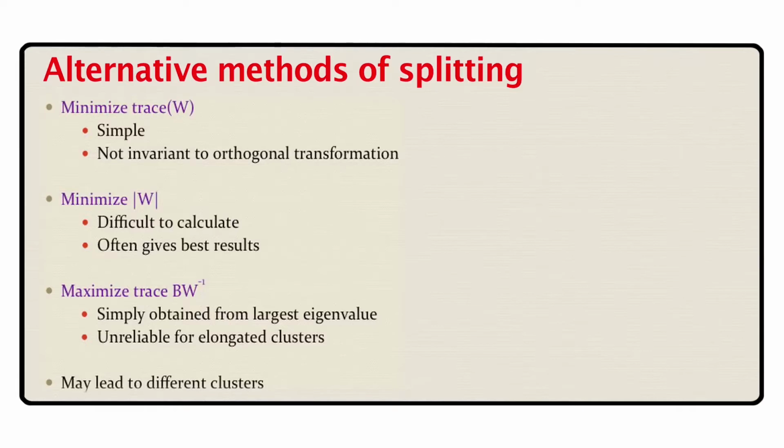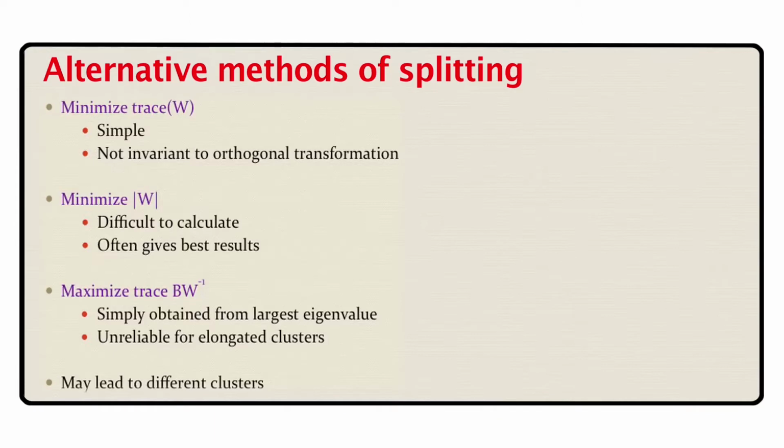Minimization of the determinant of W. This is slightly difficult to calculate, but often this gives you the best result. But computationally this is slightly difficult. So again this leads to a single scalar value. A third is to maximize the trace of BW inverse. Mind you, in this case, unlike the previous two where we are minimizing, we maximize because we are looking at W inverse. So W minimization means W inverse maximization and also B maximization. So it takes into account both B and W inverse and maximizes the trace of BW inverse.